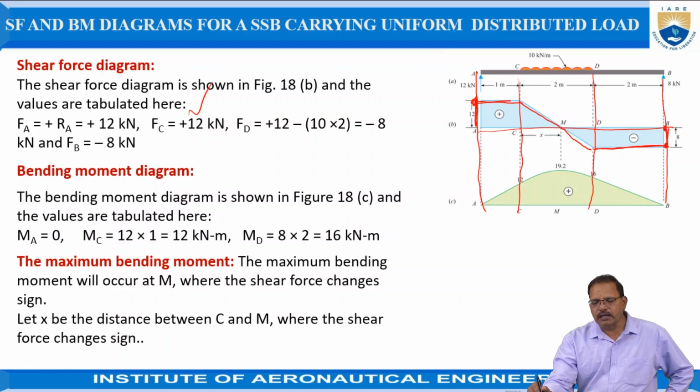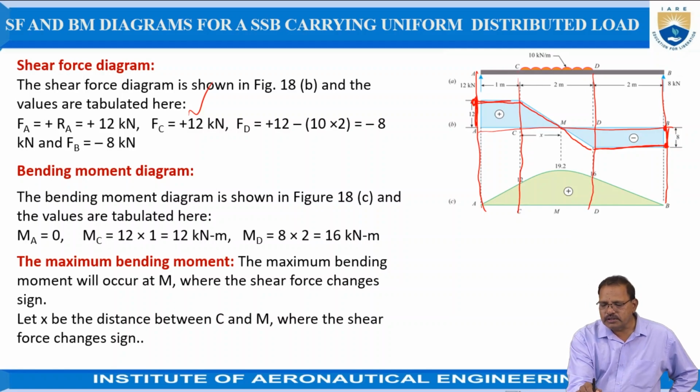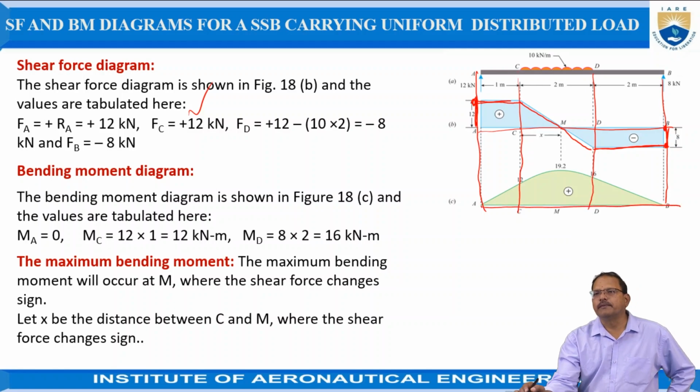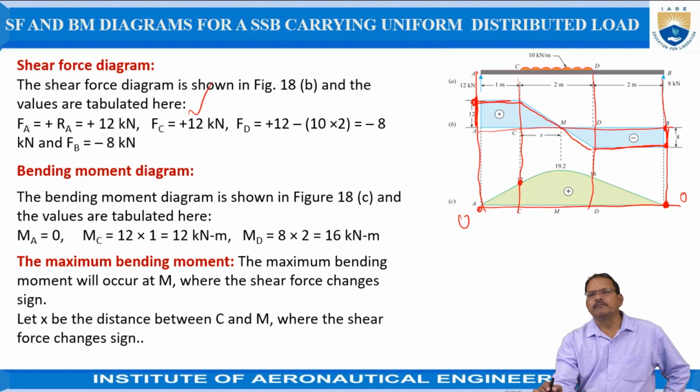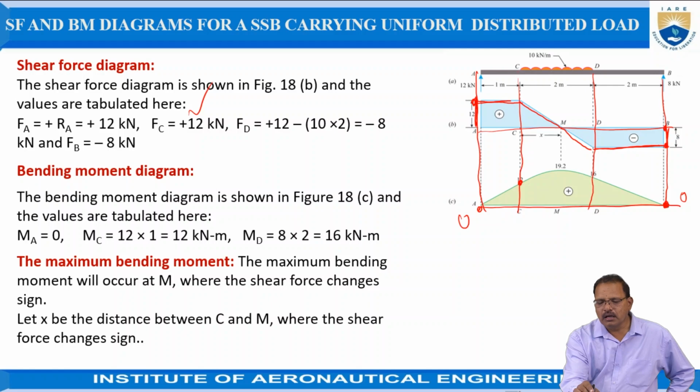Now the bending moment diagram: a convenient distance is used to draw the lines to represent the length of the beam. The bending moment at B is equal to 0, and at A is also equal to 0. The bending moment at a point C is required now. The bending moment at C is equal to RA into AC. RA is equal to 12, into 1 meter, hence it is equal to 12 kilonewton meters.